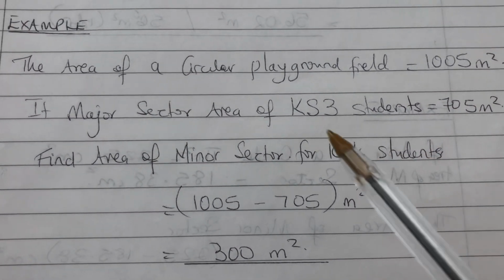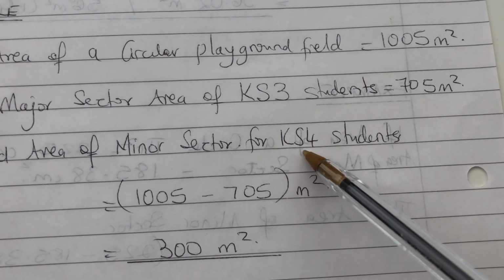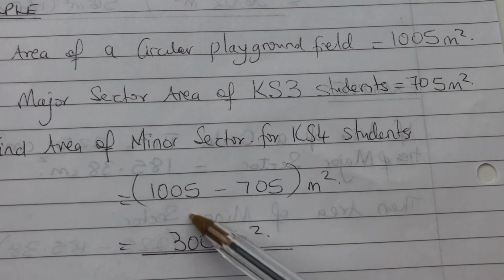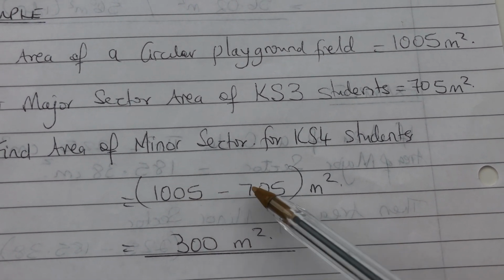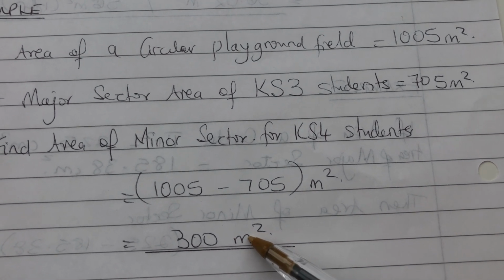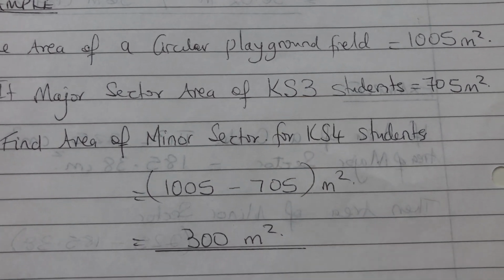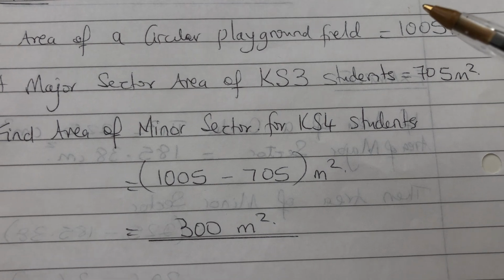Now, find the area of the minor sector for the KS4 students. 1005 minus 705 is 300 meters squared. This is the nearest whole number. So this is a non-calculator question, which you can do without a calculator.